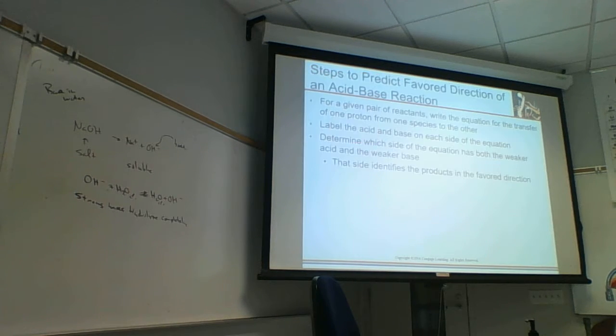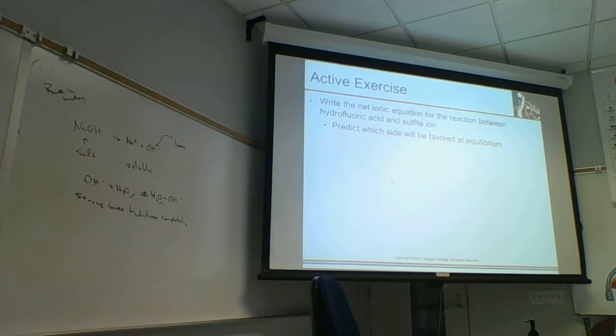Okay, next one we have here is a favorite acid-base reaction. Why don't you do this one here?